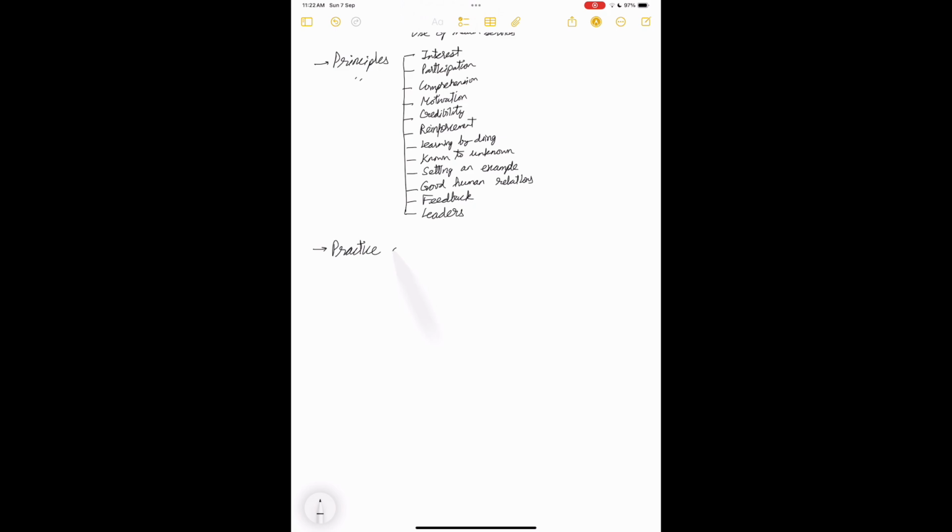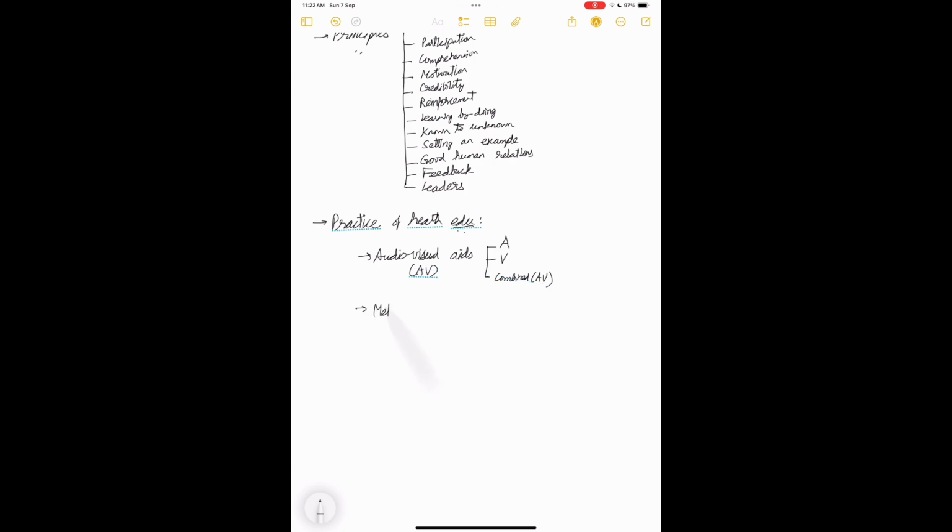Now, how is health education exactly practiced? So, firstly, we have audio-visual aids, we have auditory aids, visual aids, and then combined AV aids. So, there are broadly three methods in getting health communication across to people. So, one, we have the individual method, then the group method, then the mass method. Under the individual methods, we have personal contact, home visits, and personal letters.